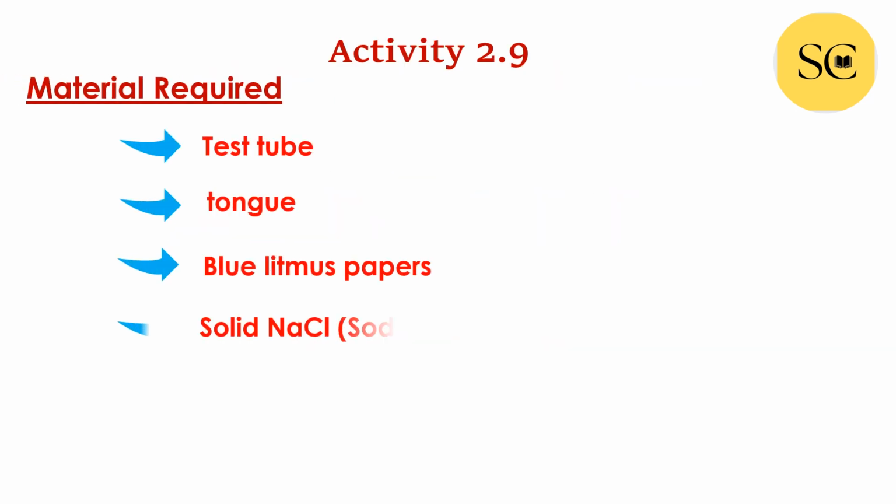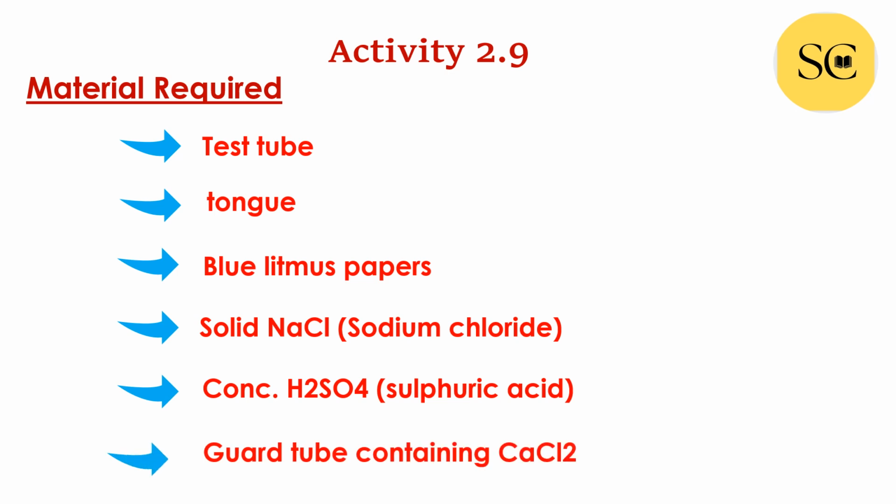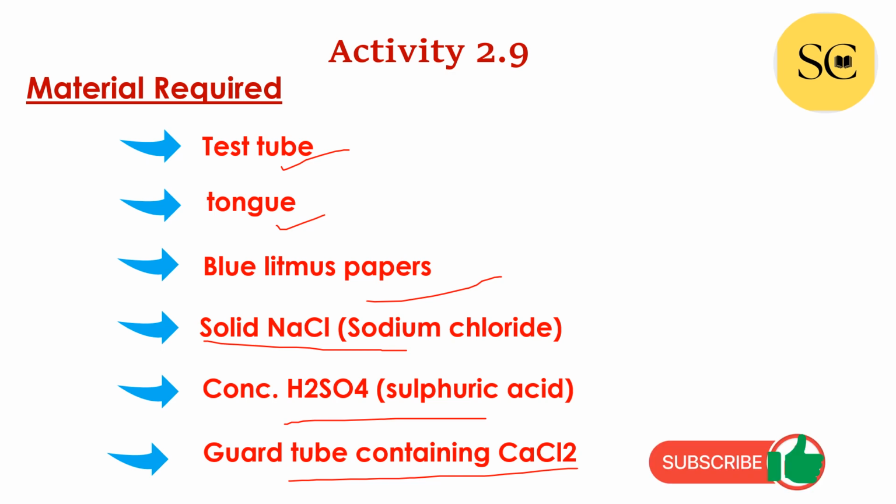First of all, we need some material. So to perform activity 2.9, we need a test tube, a stand, blue litmus papers, solid sodium chloride, concentrated sulfuric acid, and a guard tube containing calcium chloride. Okay, so these are the materials to perform activity 2.9.